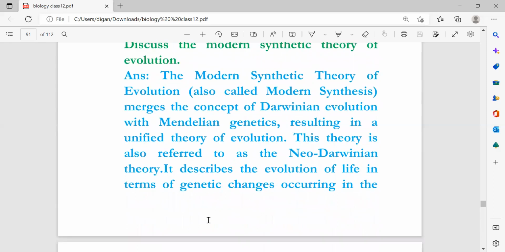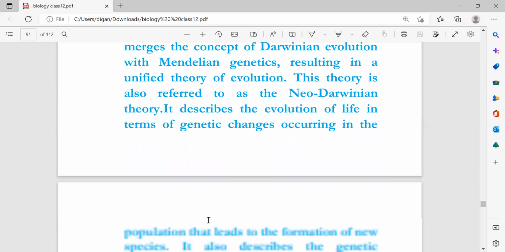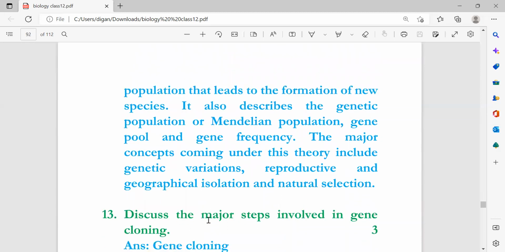It describes the evolution of life in terms of genetic changes occurring in the population that lead to the formation of new species. It also describes the genetic population or Mendelian population, gene pool and gene frequency. The major concepts coming under this theory include genetic variations, reproductive and geographical isolation, and natural selection.